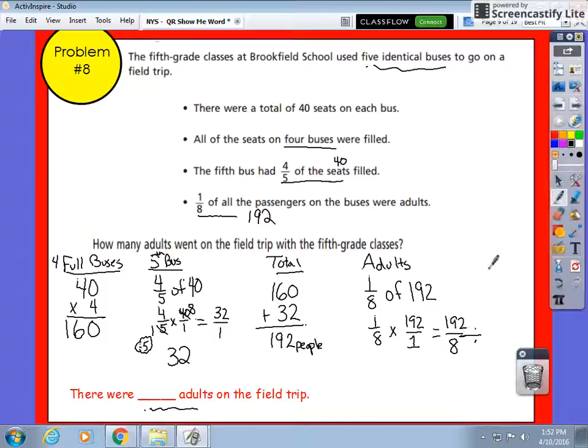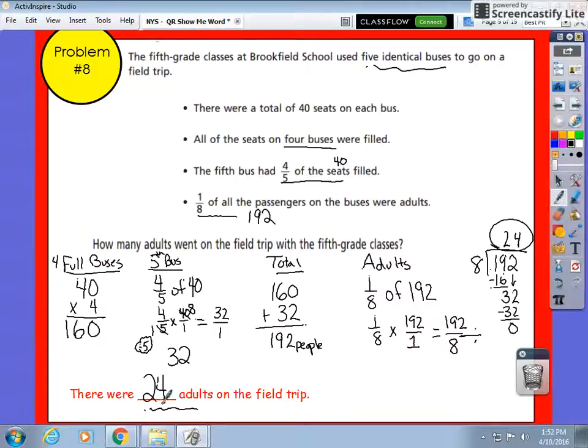So I now see that I need to divide 192 divided by 8. Remember, the top dog, top number of the fraction, goes in the division house. Top dog in the house. So now I can go ahead and divide by 8. How many 8s are in 19? I know that there are 2. Subtract my 16. Bring down my 2. And now I need to know how many 8s are in 32. 4. 4 times 8 is 32. I'm going to subtract, and I have 0 left over. And this tells me my final answer, that there were 24 adults on the field trip.